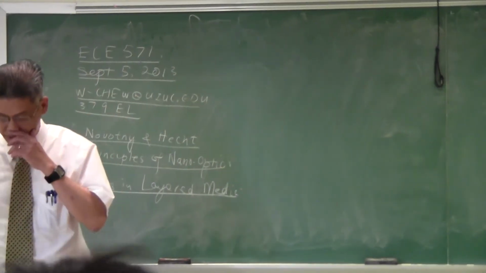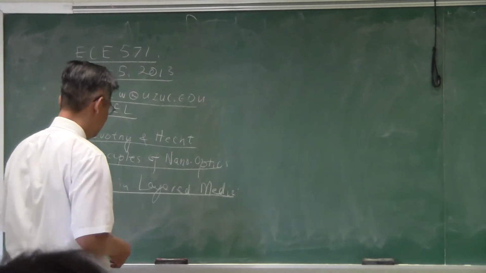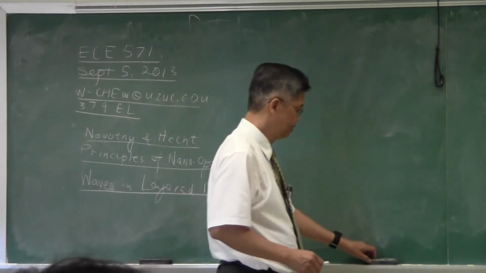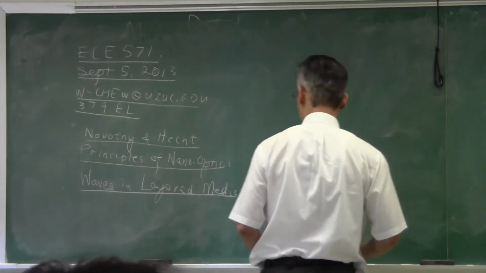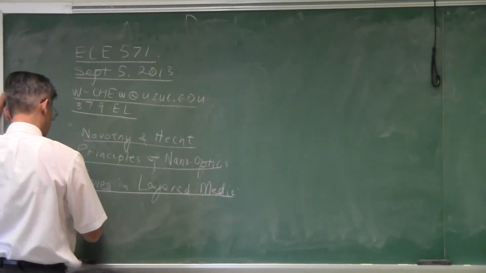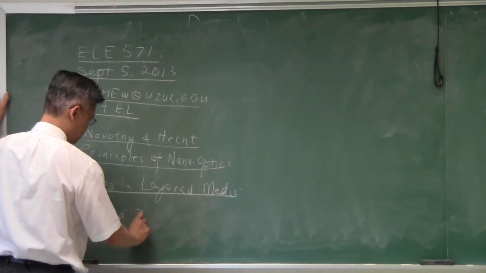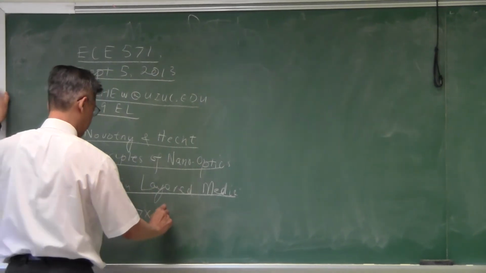Okay, so what you learn from chapter 1 is that many of the principles and boundary conditions and so on are actually embedded in the vector wave equation. There are two vector wave equations. One is this one over here.